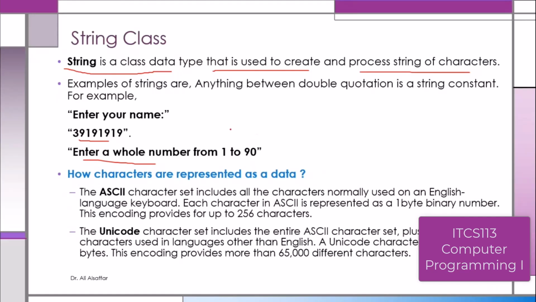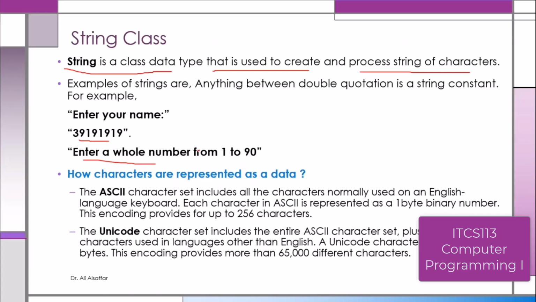How are characters represented in memory? If you remember, computers deal with numbers only, 1 and 0. So how is a letter converted? Usually characters are converted into codes, numbers. So a number as a code.